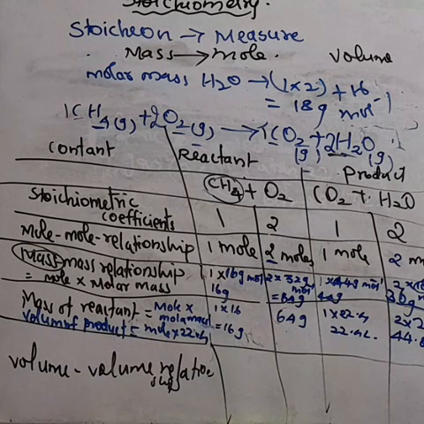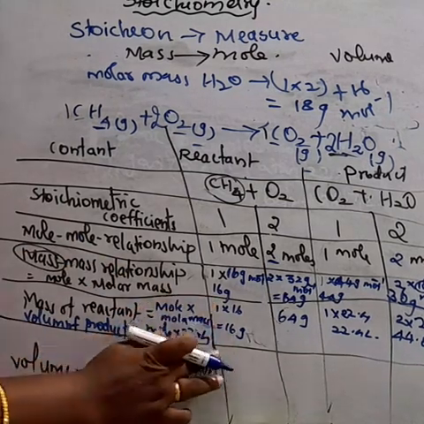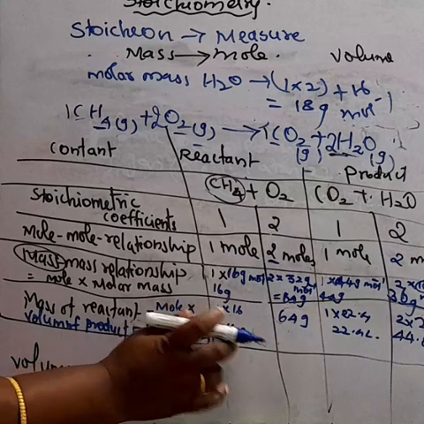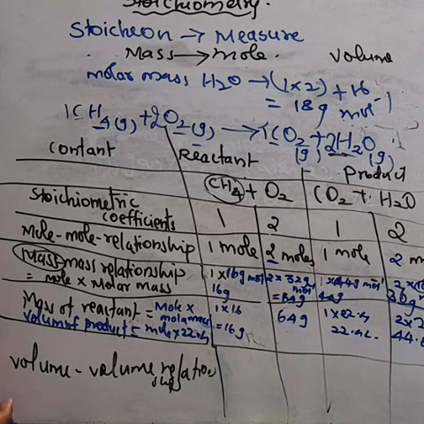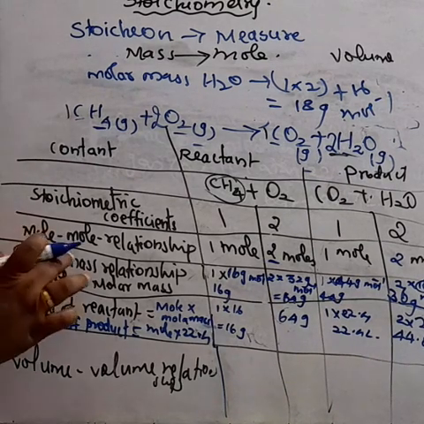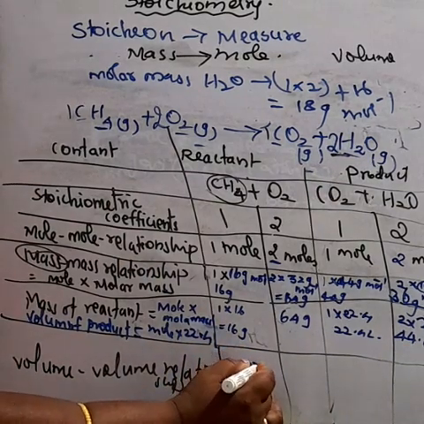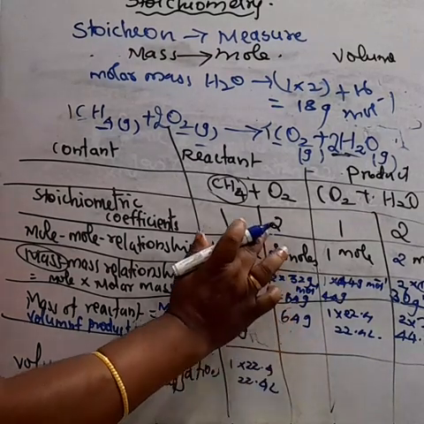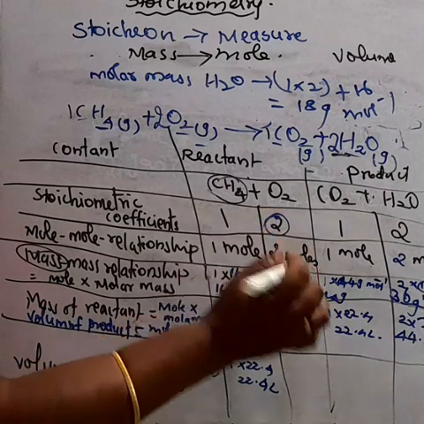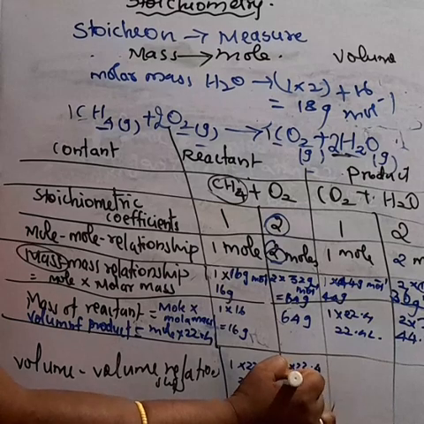And the volume relationship means that for all the reactants and products, we multiply by 22.4. We get the volume relationship. Okay, so on the reactant side, 1 mole of methane. So 1 into 22.4 liter, we get 22.4 liter. And oxygen, how many moles are reacting? 2 moles of oxygen. So 2 into 22.4 is equal to 44.8 liter.